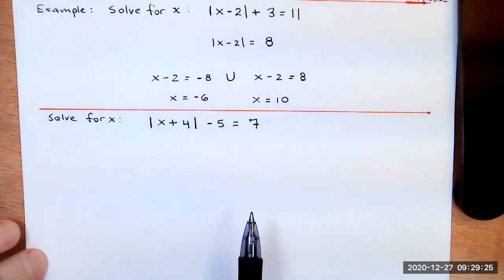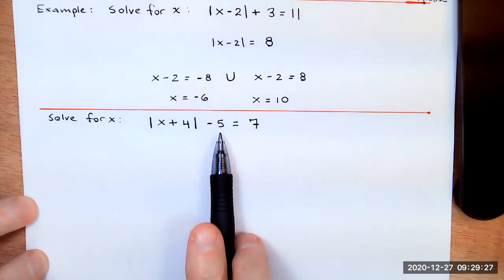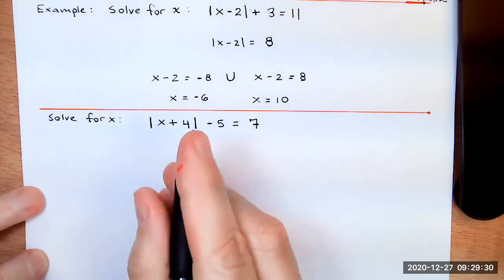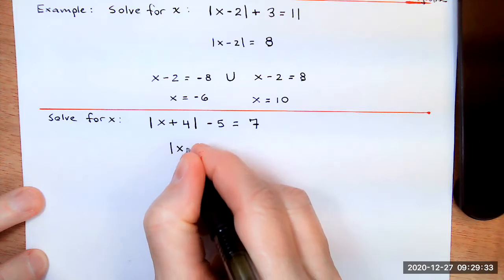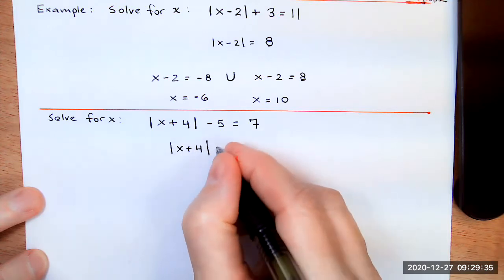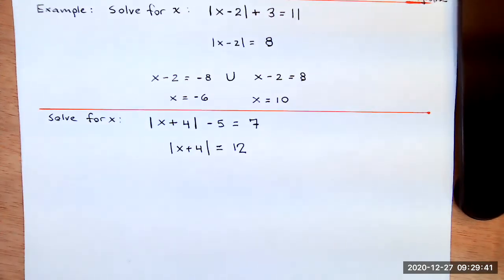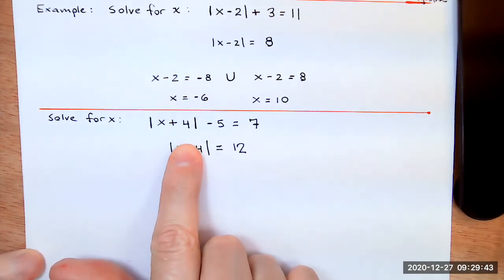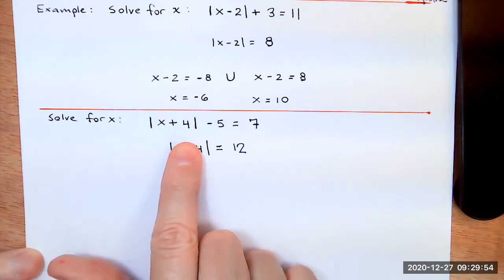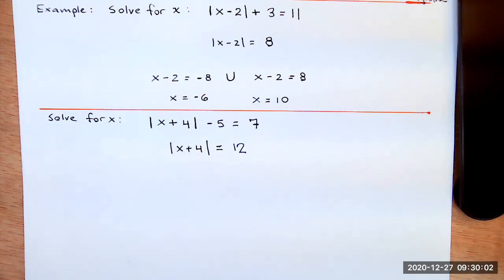All right, let's check your answer. So first you want to isolate the absolute value, so we add 5 to both sides. So the absolute value of x plus 4 is equal to 12. And remember, whatever is inside of there is either equal to positive 12, because the absolute value of positive 12 is 12, or whatever is inside of there is equal to negative 12, because the absolute value of negative 12 is 12. So let's write the two equations.